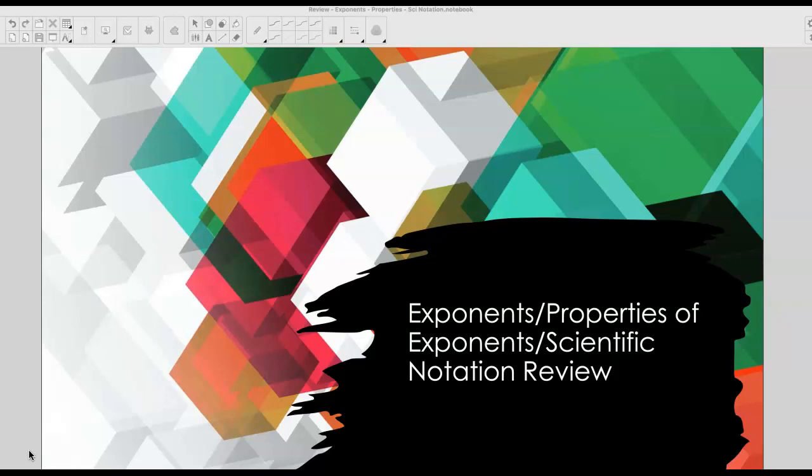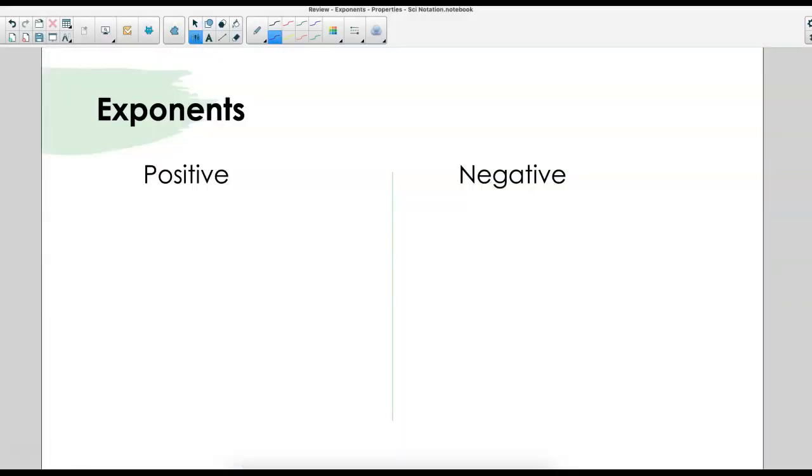Okay, so really quickly today, we're not going to spend a lot of time on this because this is all review. We're going to review exponents, the properties of exponents, and scientific notation. Those are really the things we talked about last week. That's everything we've done in this unit so far. So let's start with exponents.